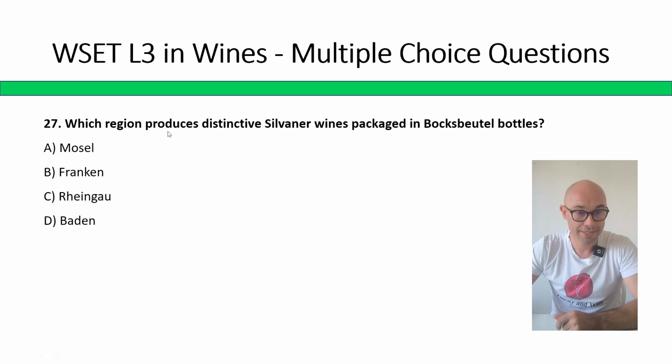Which region produces distinctive Silvaner wines packaged in Bocksbeutel bottles? Mosel, Franken, Rheingau, Baden. The correct answer is B, Franken.